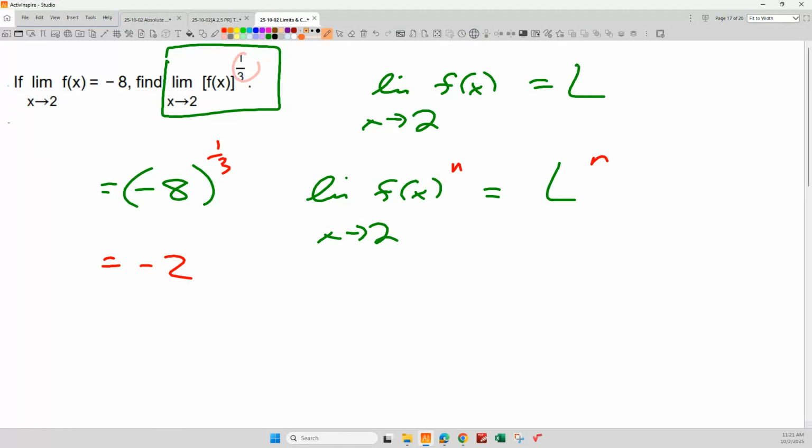So just properties of limit stuff. That's all it is. Okay, give me 1 to 5 on that. Does that make sense? What we're doing there? Okay, good.